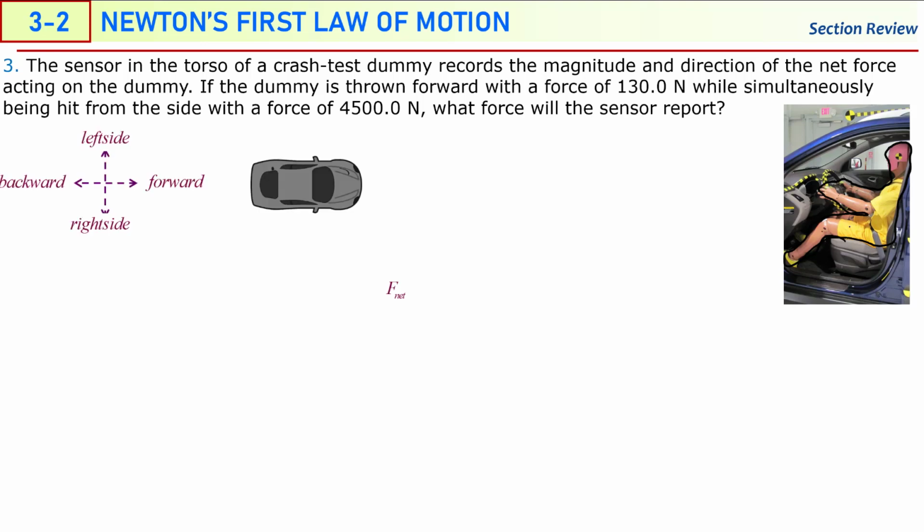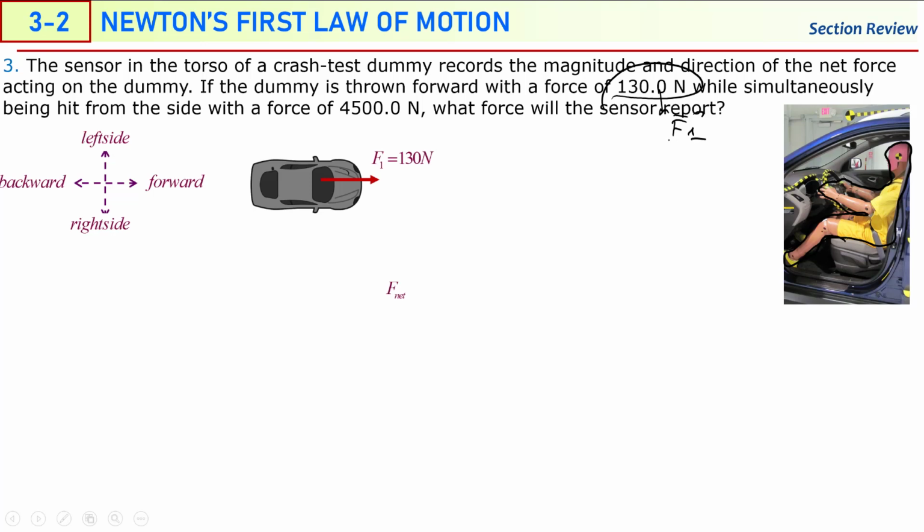So the directions are forward, backward, left side and right side of the car. This is the top view of the car. A force will be applied on the dummy in the forward direction, which is equal to 130. Let's say this is F1. It will be in the forward direction, F1 equals 130.